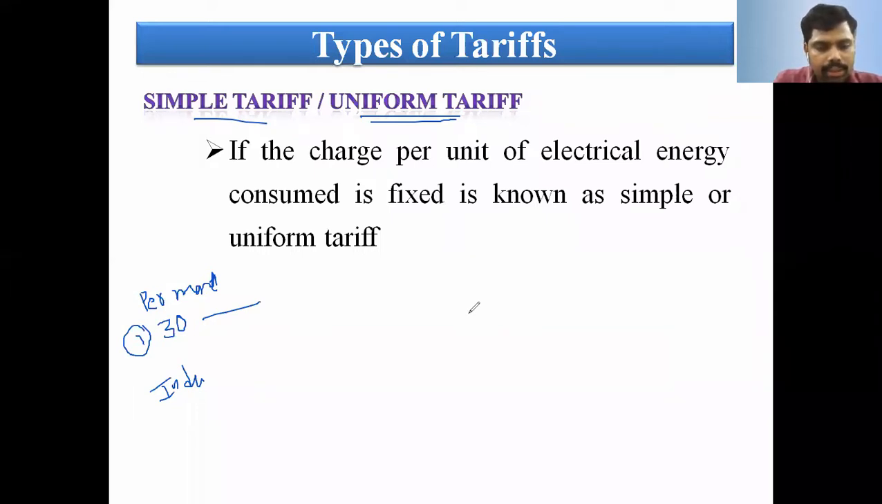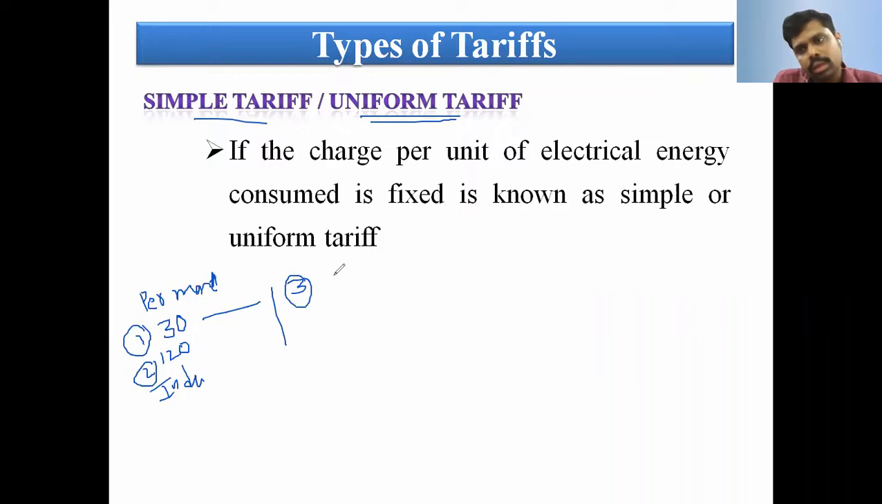The second consumer consumes on an average 120 units. This consumer also pays the same charge. And another consumer, whose utilization is maximum, consumes 210 units. This consumer also pays the same tariff, that represents the simple tariff or uniform tariff. Again, in the simple tariff or uniform tariff, the industrial consumers also pay the same amount, that is the per unit cost.